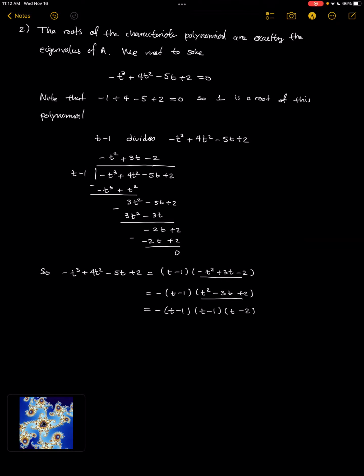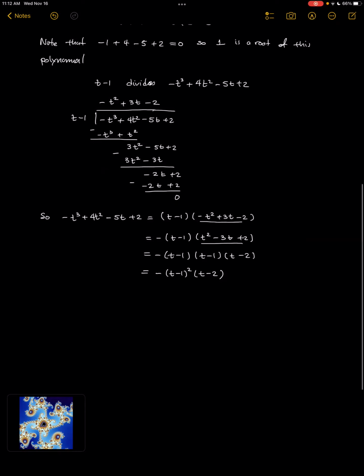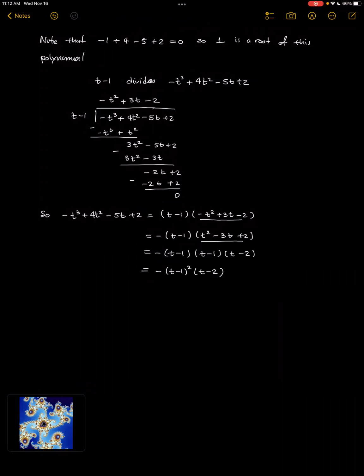Which now we can reduce to negative t minus 1 squared times t minus 2. So at this point, we have factored completely the polynomial, the characteristic polynomial of the matrix. Now, once we achieve this feat, we can read off the eigenvalues.